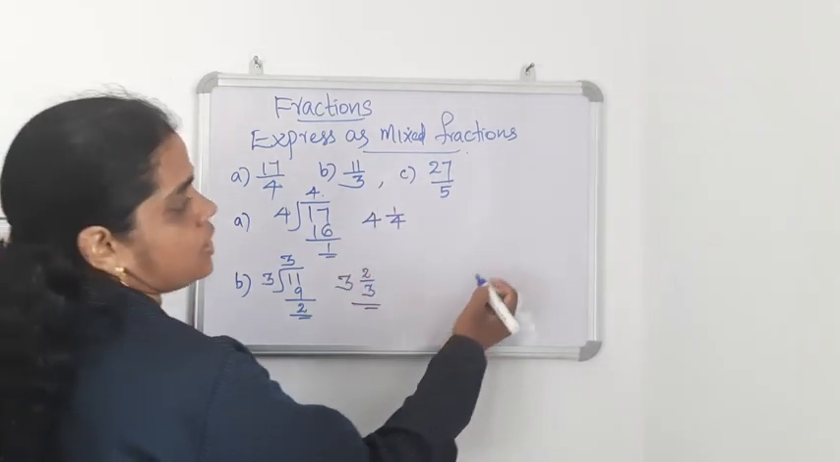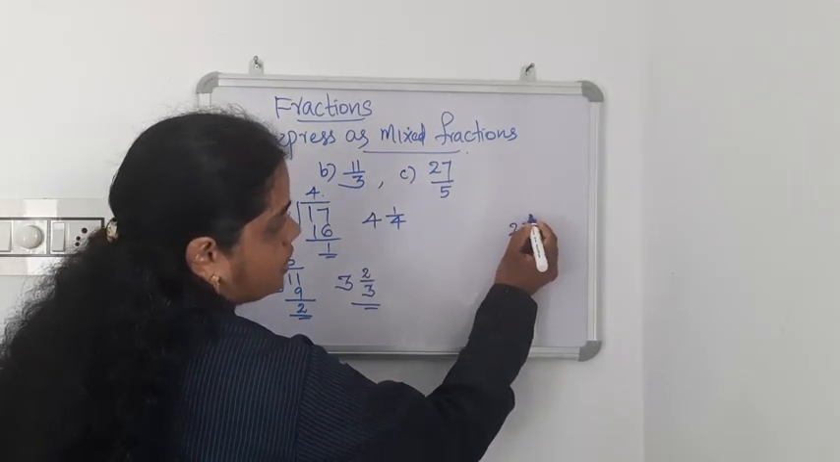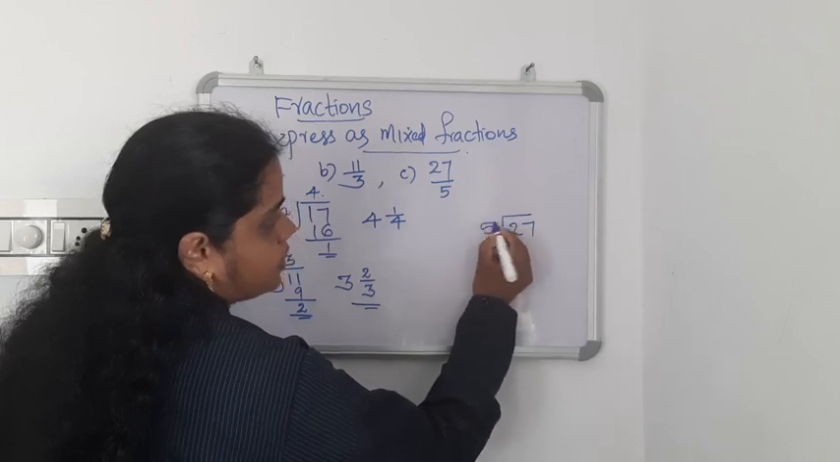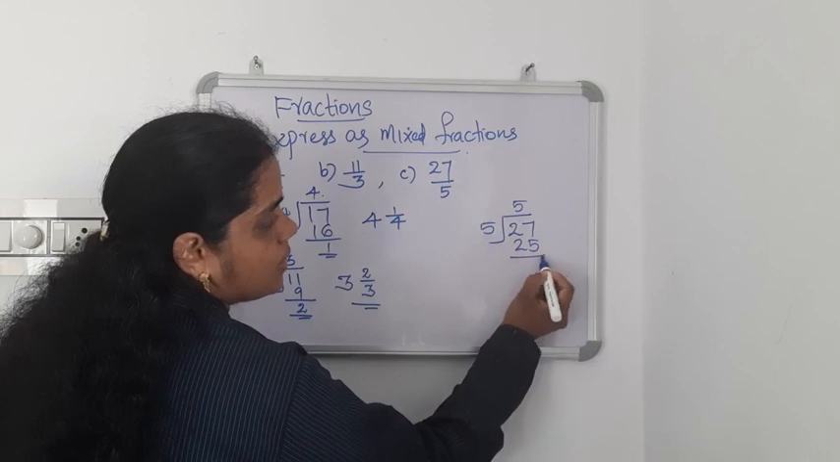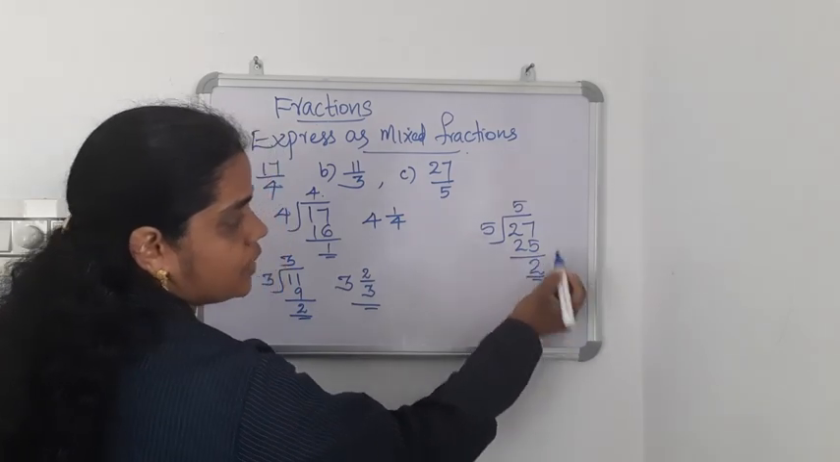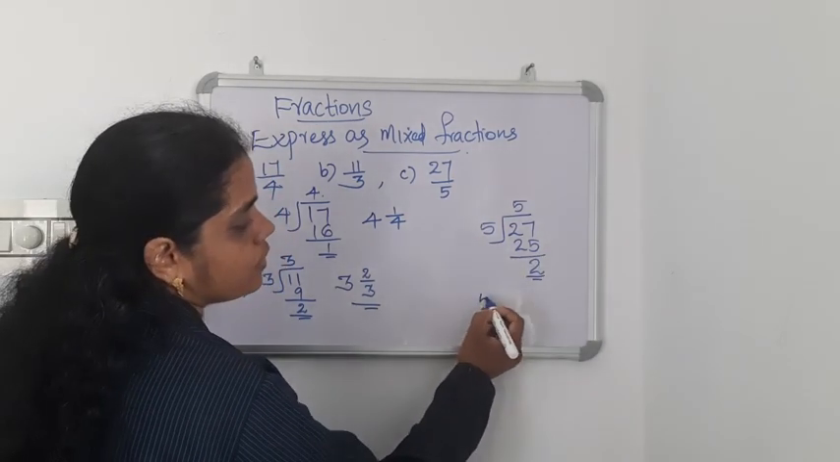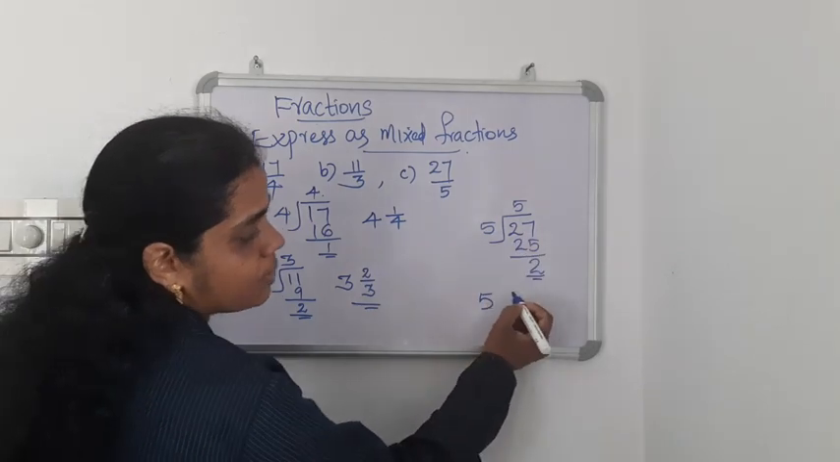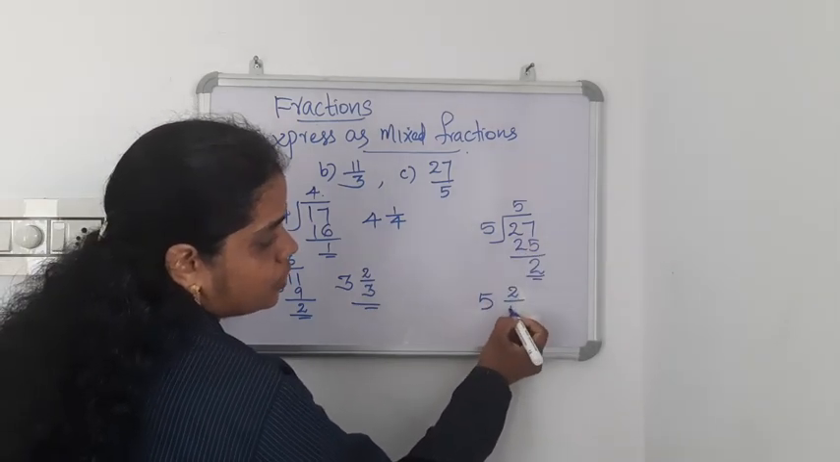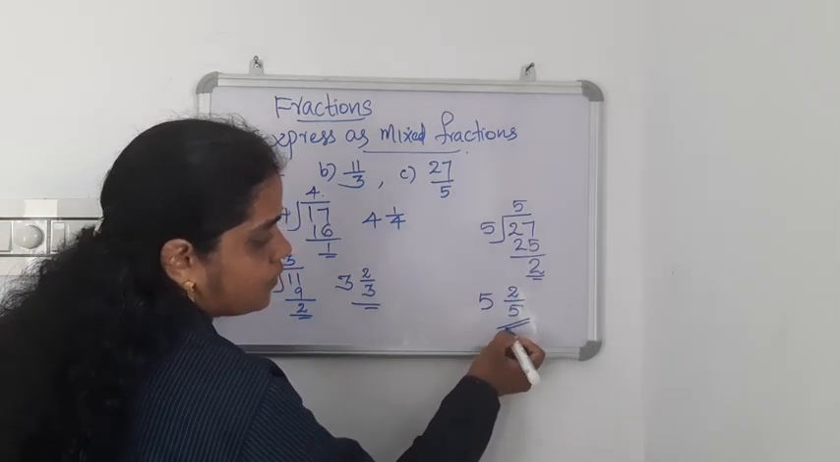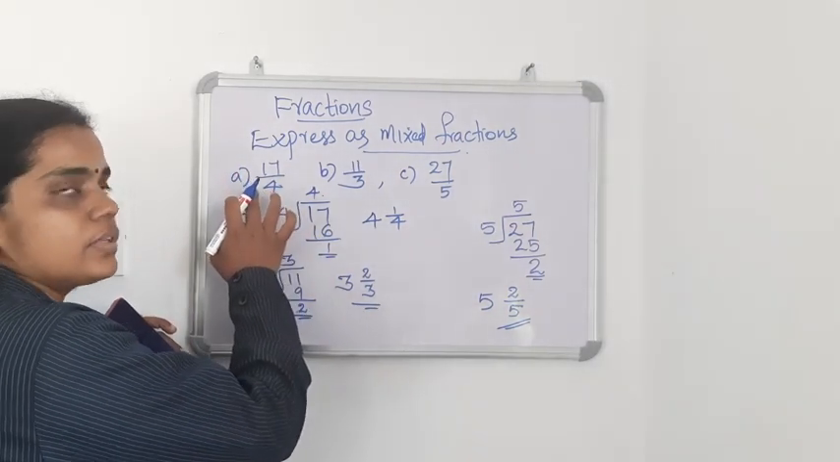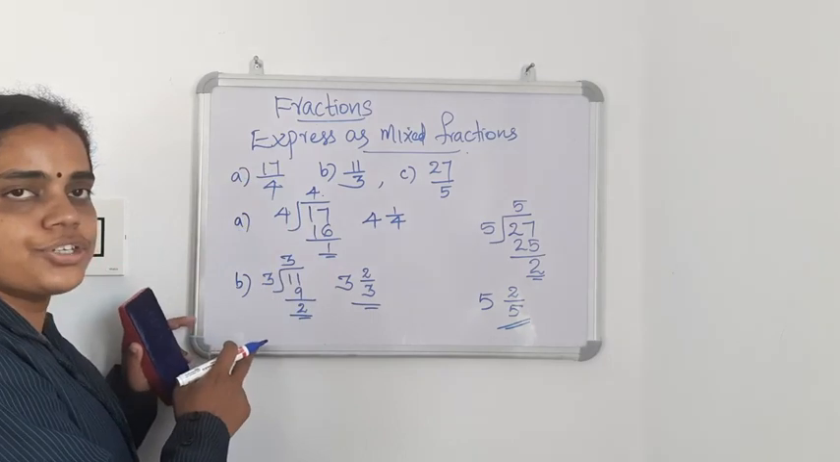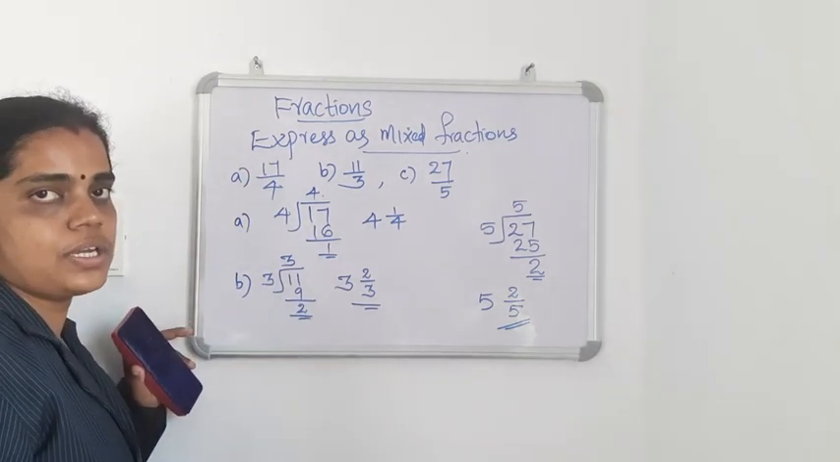Then C question, it is 27 by 5. 5 5s are 25, remainder is 2. So we can write 5 as the quotient, that is the whole number, and 2 by 5 is the fraction. This way you can convert an improper fraction to a mixed fraction.